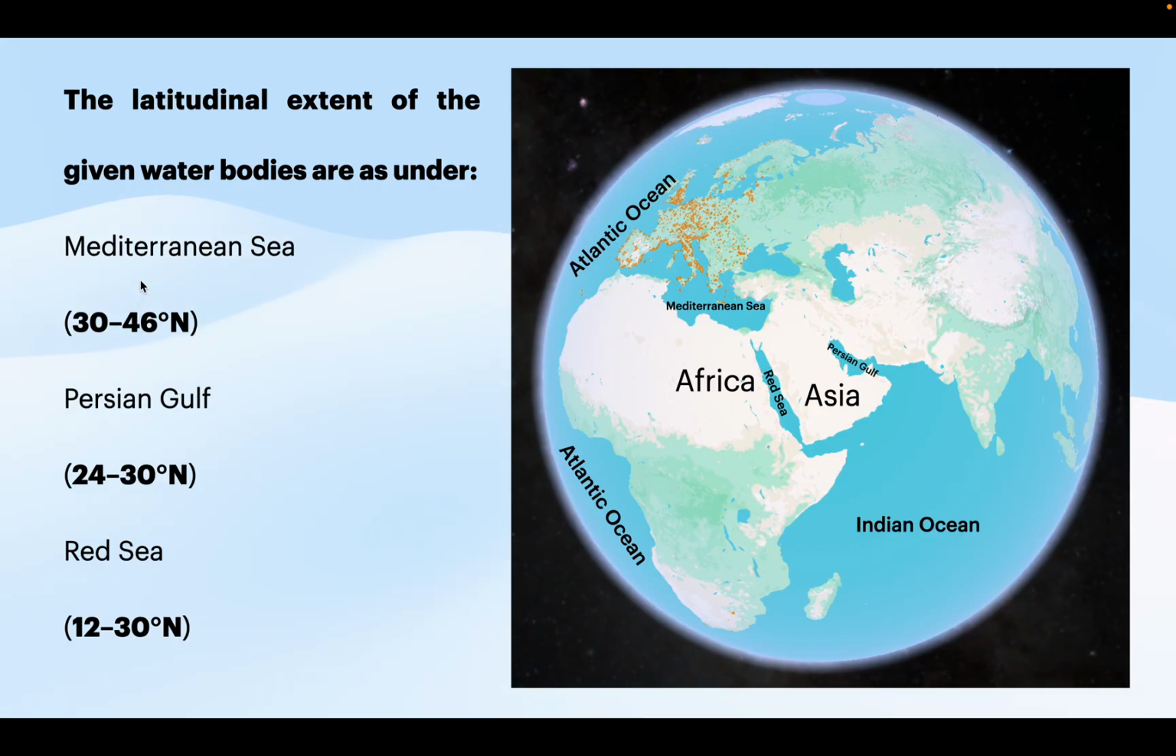And the Mediterranean Sea starts from 30 degree, it is quite above the Tropic of Cancer. So the Tropic of Cancer passes only through the Red Sea, and it does not pass through the Persian Gulf and Mediterranean Sea. Persian Gulf and Mediterranean Sea are above the Tropic of Cancer.